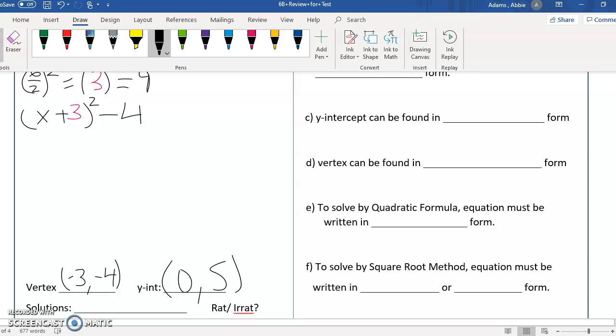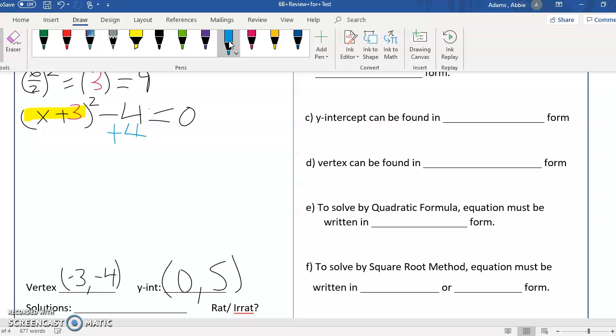Okay, let's do the solutions for this. So since we already have it set up in vertex form, I'm going to use the square root method, so I'm going to set this equation equal to 0. I want to isolate my squared term, so in this case, my squared term is this x plus 3. So I'm going to add 4 to both sides. So now I have x plus 3 squared equals 4. At this point, we are going to implement the square root method by taking the radical of both sides. So we're going to take the square root of both sides.